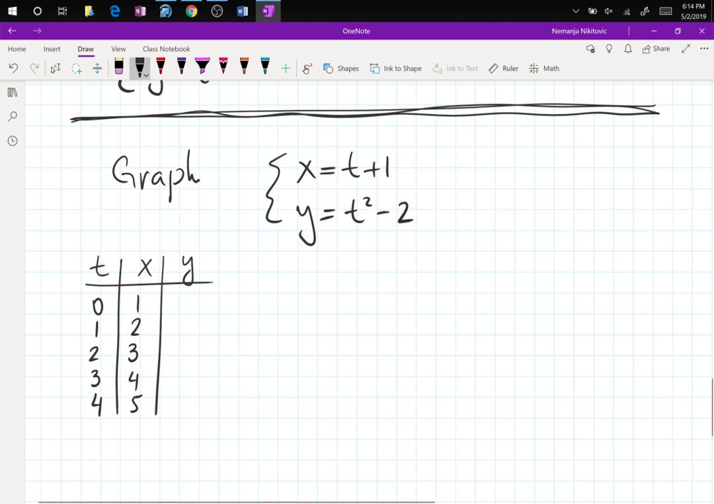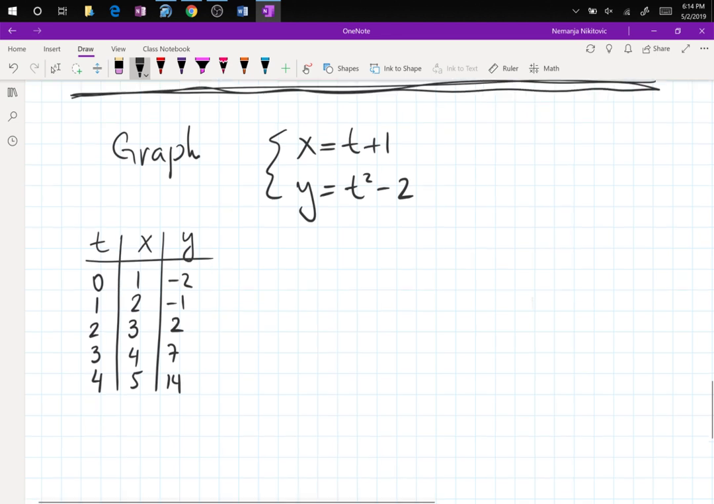Now, y is slightly more annoying to calculate because you have to square. 0 squared minus 2, that's negative 2. 1 squared is 1, minus 2 is negative 1. 2 squared is 4, so that's 2. 3 squared is 9, minus 2 is 7. And 4 squared is 16, minus 2 is 14. What I have here are 5 points that I can put on a grid and just connect into a graph.